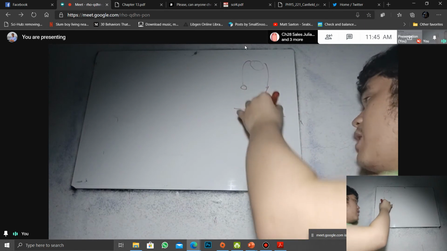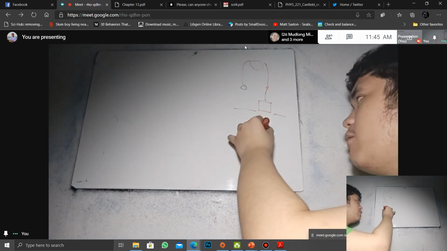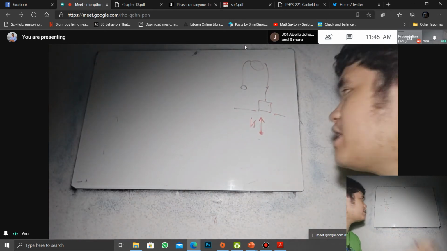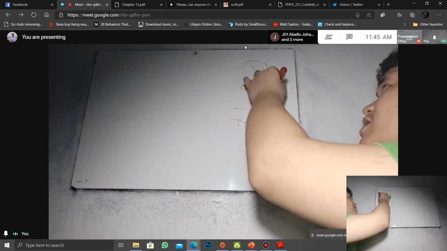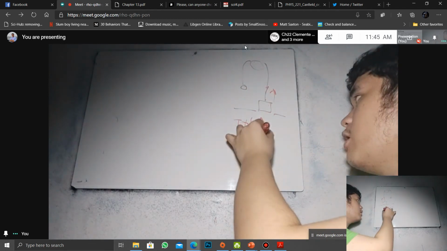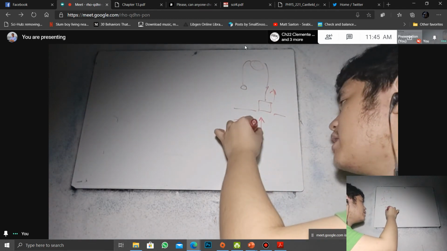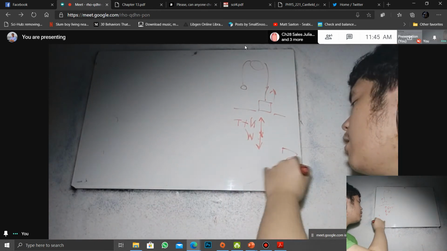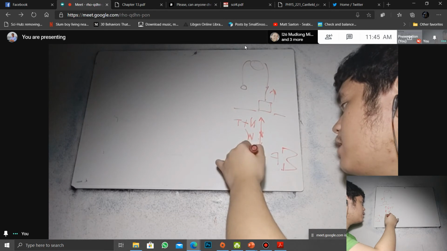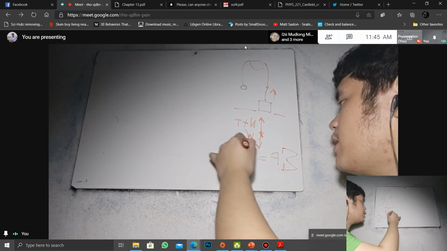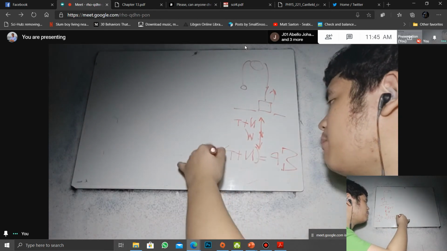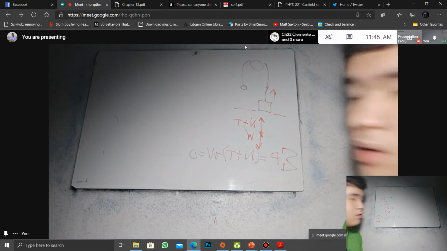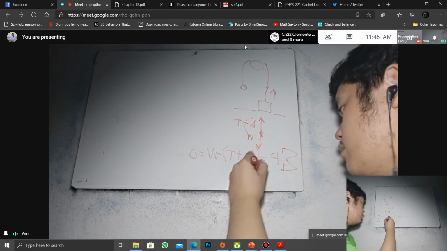Oh. Table. Diba? Sa box, ito yung forces. N plus T. Tension, kasi may string. Tapos ito pababa, weight ng box. So, diba? Hindi siya gumagalaw. F equals N plus T minus W equals 0. So, N equals W minus T.